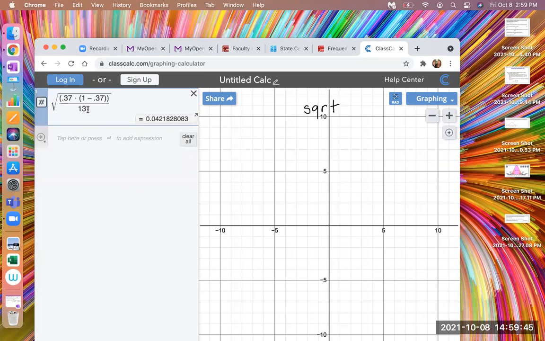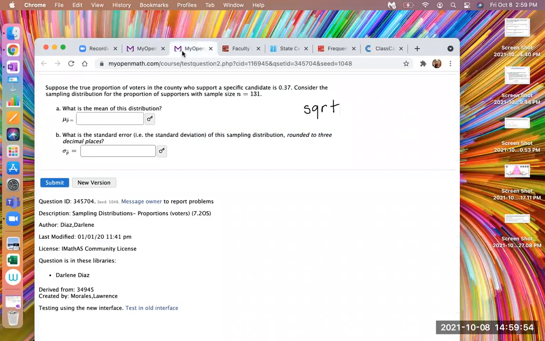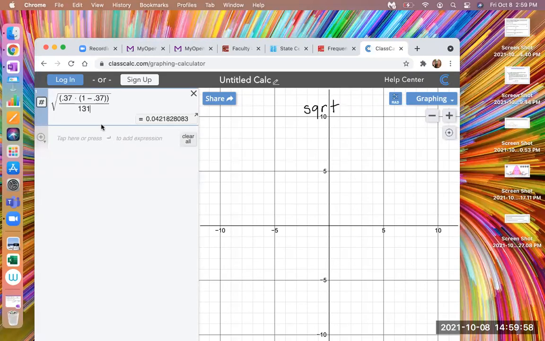And there we go. We have our standard deviation. It's 0.0421. I don't know how many decimal places they wanted, but it says round to 3 decimal places. So let's go back to the answer. If they want 3 decimal places, 1, 2, 3, I look at the next digit, the 1, and it's less than 5. So I would say just 0.042 is the answer we want here.